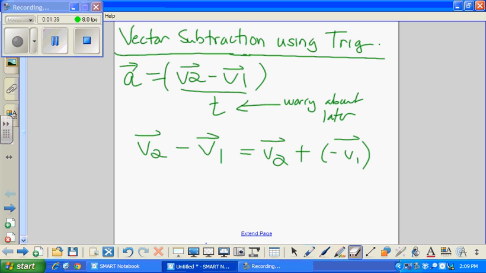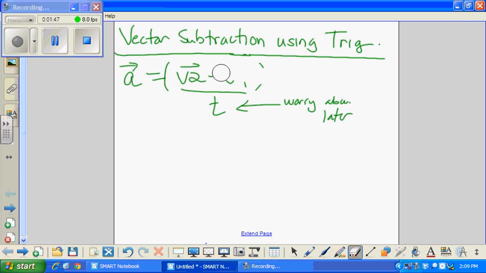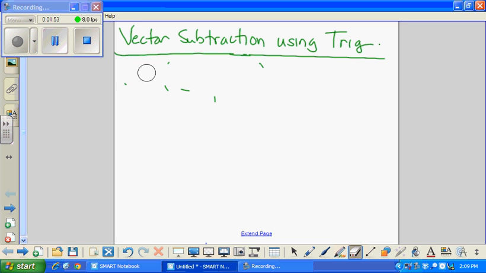So you can start a new heading on your page called negative vectors. I'm going to show you how to find negative vectors. This will be instinct for you.